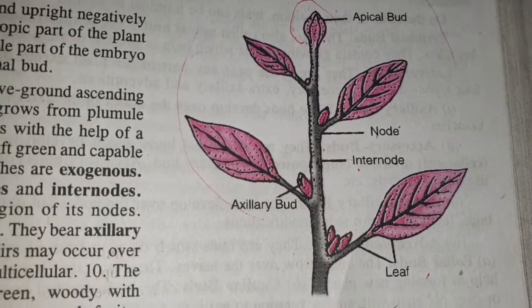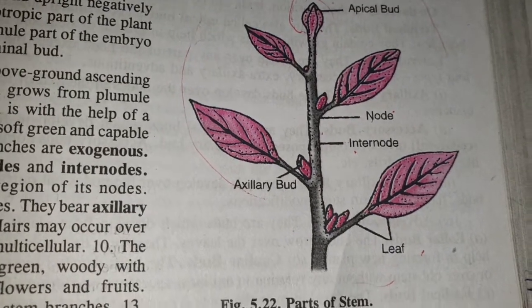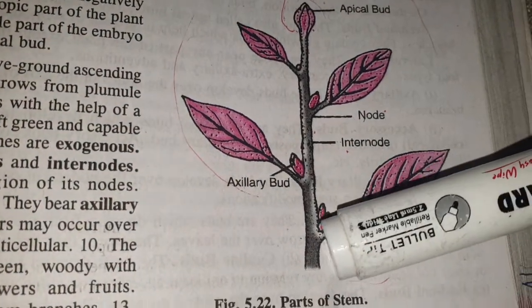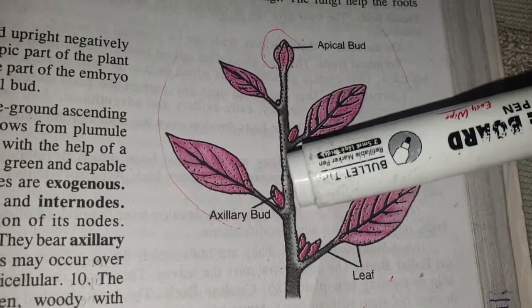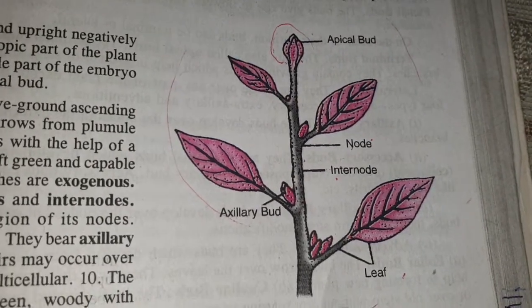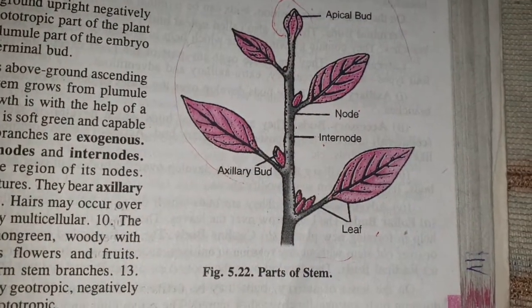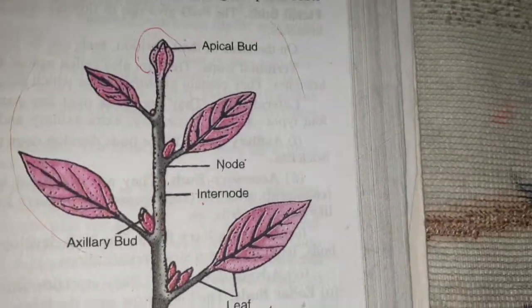Okay, now it bears nodes and internodes. Now as you can see in the diagram itself, here the nodes and internodes are present. See, these are the nodes which are bearing the leaves and buds, and the portion between the nodes is known as the internodal portions.